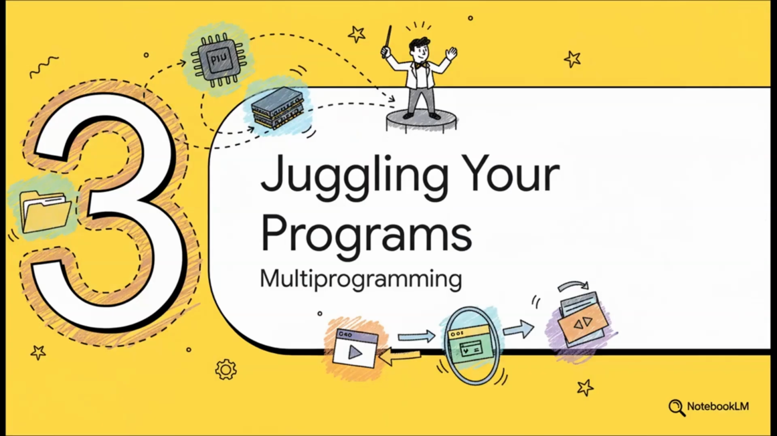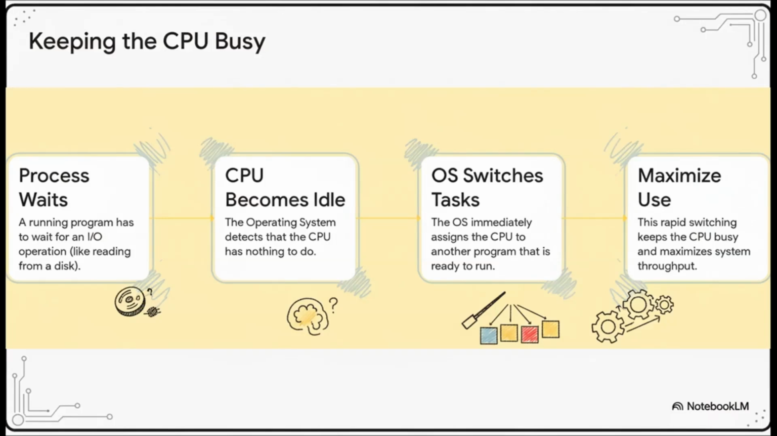Now, let's look at one of its biggest jobs, juggling all your programs, or as they're technically called, processes. This whole thing is called multi-programming, and honestly, it's the secret sauce behind modern multitasking. So how does this magic work? Well, just look at these steps.